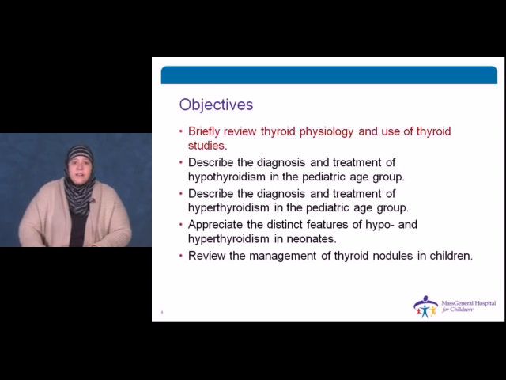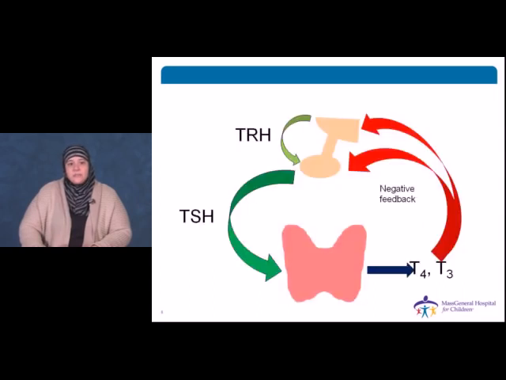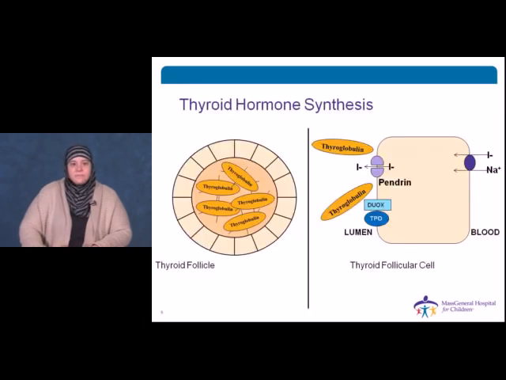I want to lay the background by briefly reviewing thyroid physiology and the appropriate use of thyroid studies. TRH, or thyrotropin-releasing hormone, is released from the hypothalamus and acts at the pituitary to increase the synthesis and secretion of TSH, or thyroid-stimulating hormone, which acts at the thyroid gland to cause the synthesis and release of T4, which is thyroxine, and T3, which is triiodothyronine. These then feed back at the hypothalamus and the pituitary to decrease the secretion of TRH and TSH, respectively.